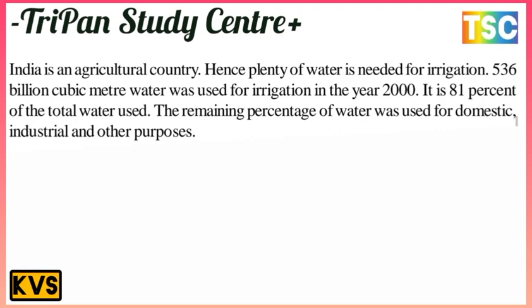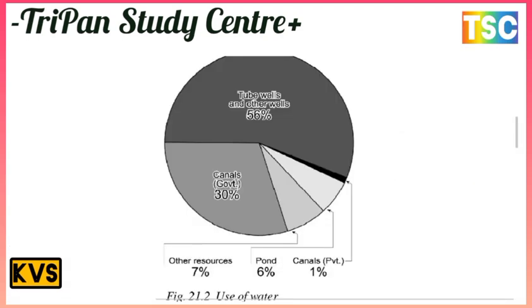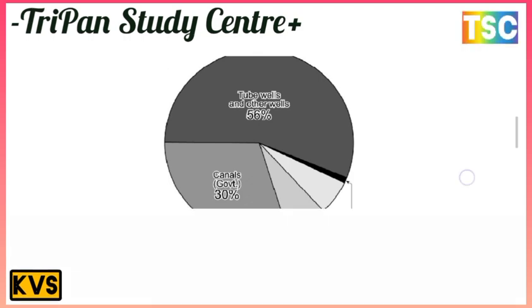There is a pie chart shown here of the most important uses of water. Tube wells and other wells account for 56% of water use. Government canals account for 30%. Private canals are 1%, ponds are 6%, and other sources are only 7%. This is the most important pie chart shown on your screen.